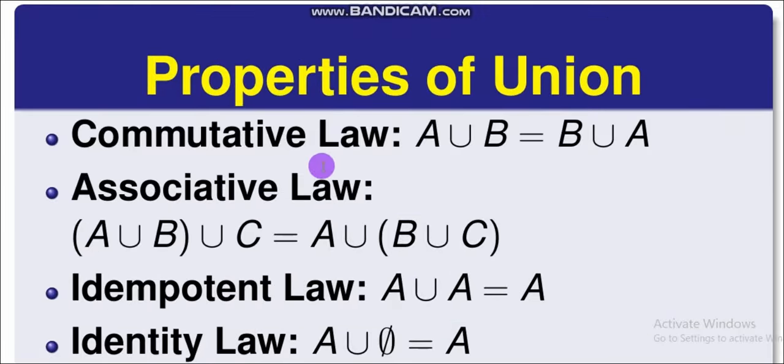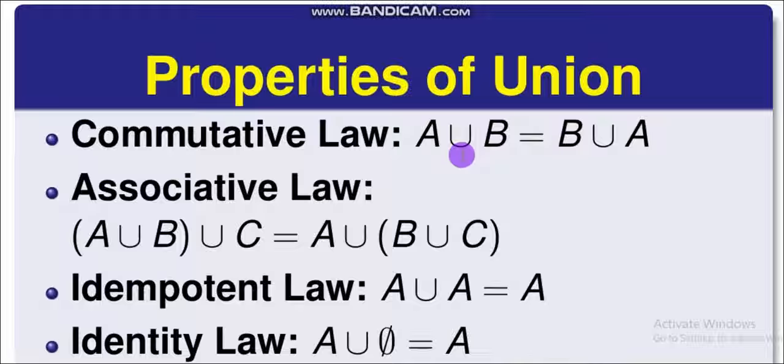Now, the next thing is properties of union. That's the first thing we are going to take. Properties of union. The first property is commutative law, or you can say commutativity. Commutative law. This means that the position of the set doesn't matter. Meaning, I can mention A first, then union B, or if I like, I can mention B, union A. The result will not change.